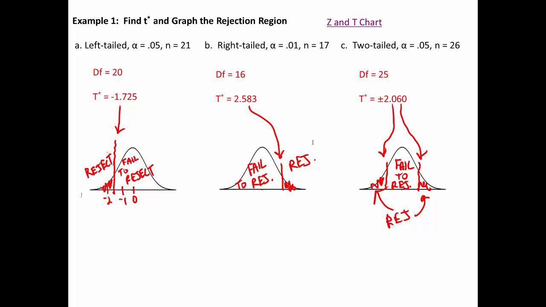Oh, by the way, fail to reject or reject who? I didn't write this down because I was lazy. This is the way they work this, I guess, just to keep everything the same. Who do we reject or fail to reject? The null hypothesis, whether it's the claim or not, right? Okay, so get that in your head too.